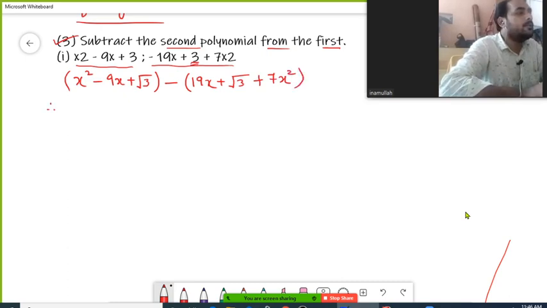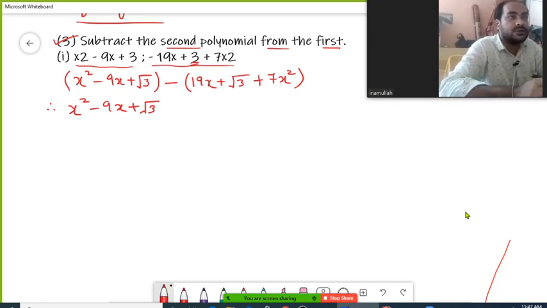Now we can open the bracket: x square minus 9x plus root 3. There will be no change in the first bracket, because before the first bracket there is no sign, so we consider it as 1. So when you open, we consider a plus sign. So when you open the bracket, there will be no change in your first bracket, but here we have a minus sign. So this minus is going to multiply with all the terms of the second bracket.